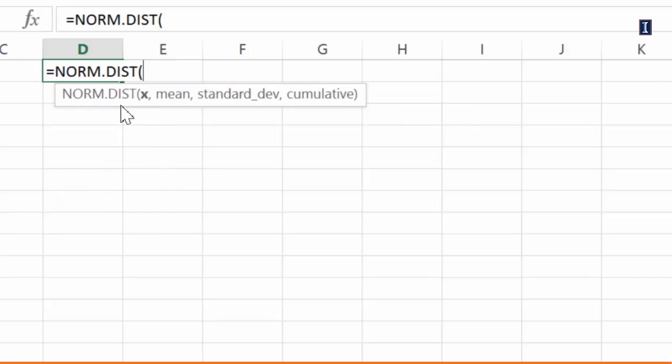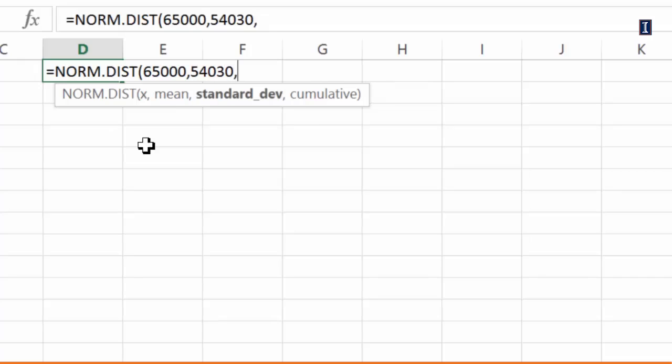If I tab on it, you will see that it will show me the arguments. The first argument it asks for is, what is your x? X is your random variable, the salary offer, and in your case, specifically, is 65,000. Then it's the mean of the distribution. So according to salary.com, the mean of this job offer was 54,030. And it had a standard deviation of 8,600.